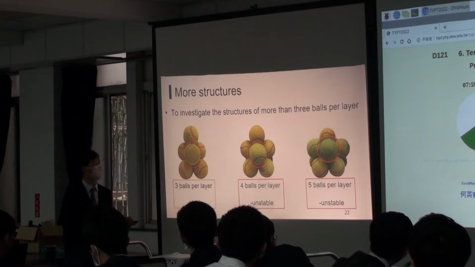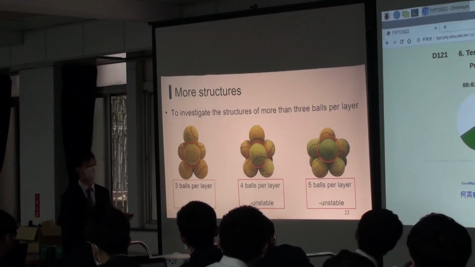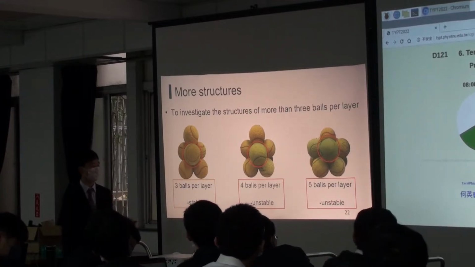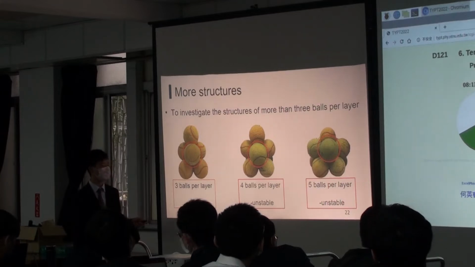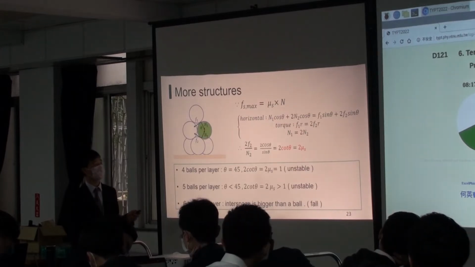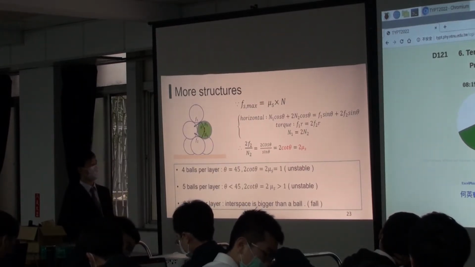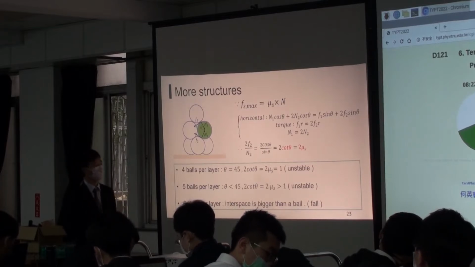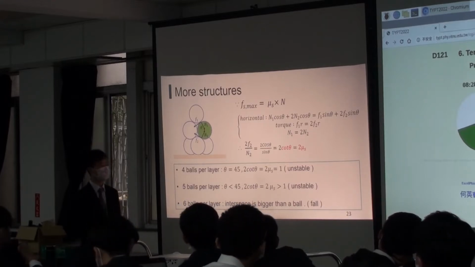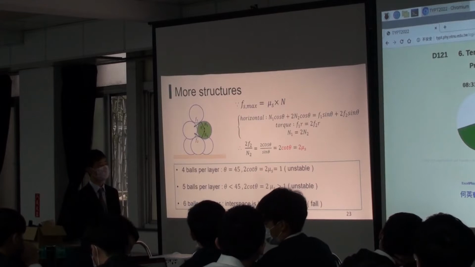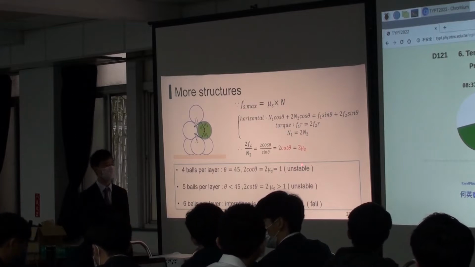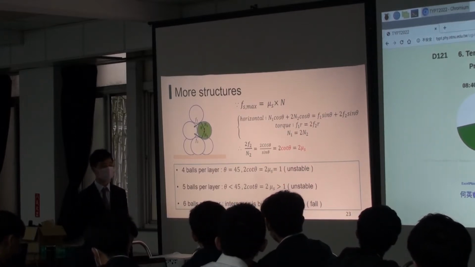About the more structures discussion, we try to investigate structures of more than 3 bolts per layer, and after calculation we can know that 3 bolts per layer is stable. After experiment, we can know that 4 bolts per layer is unstable, and 5 bolts per layer is also unstable, because in this part we consider how more structures affect it. For 4 bolts per layer, the theta equals 45, and the coefficient equals 1, which means that it is unstable. And for 5 bolts per layer, mu is larger than 1, which is also unstable.